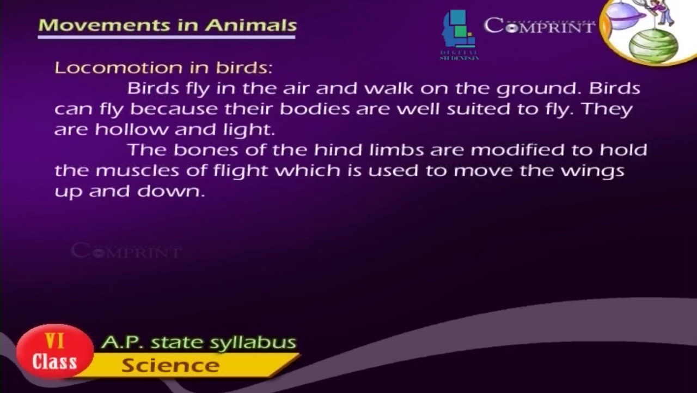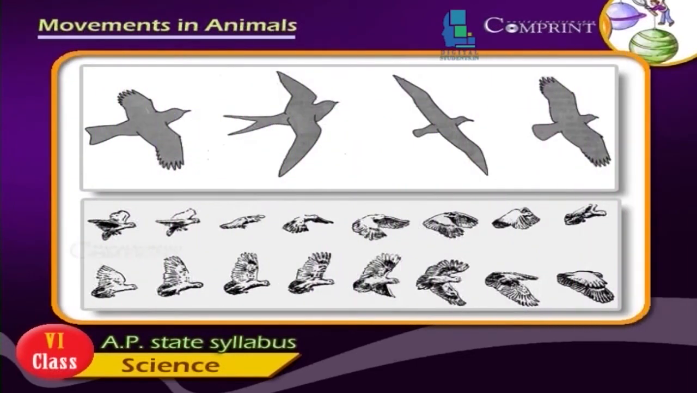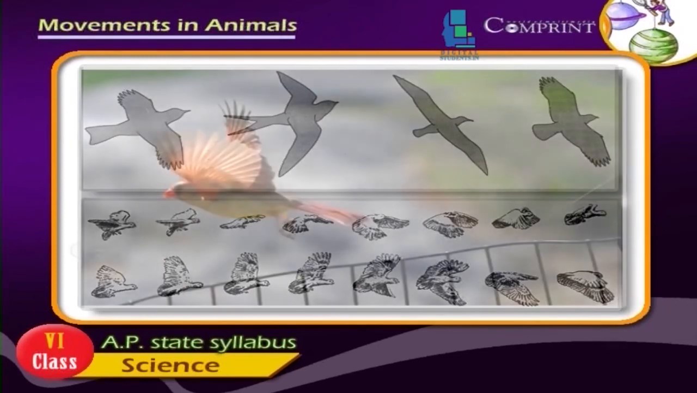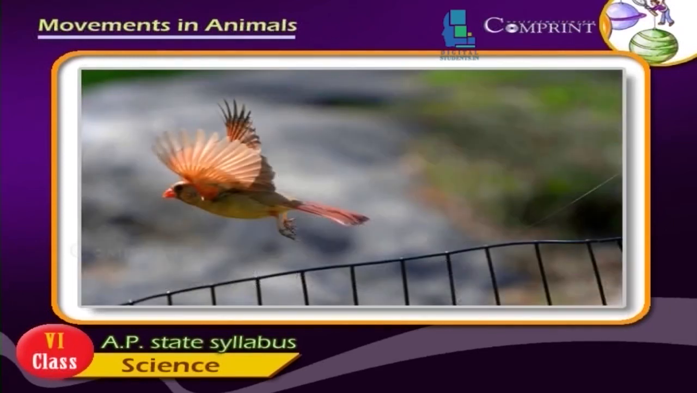Locomotion in birds. Birds fly in the air and walk on the ground. Birds can fly because their bodies are well suited to fly. Their bones are hollow and light. The bones of the forelimbs are modified to hold the muscles of flight, which are used to move the wings up and down.